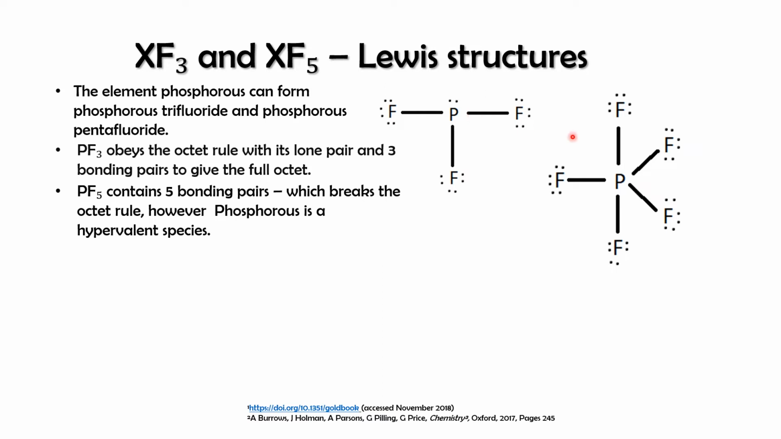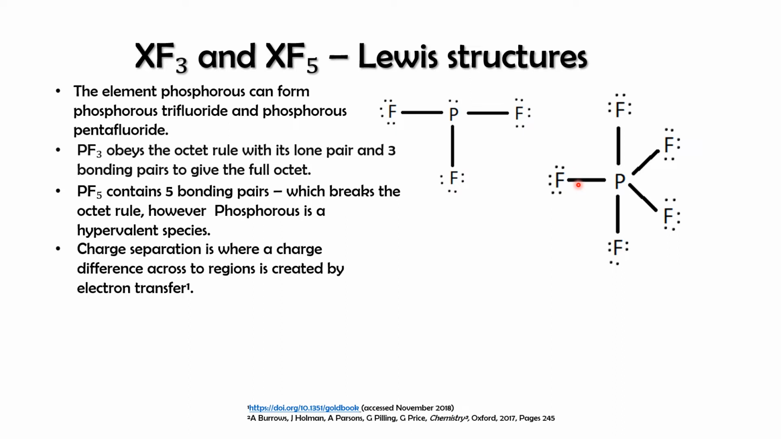But over here we can see we've got 1, 2, 3, 4, 5 bonding pairs, which breaks the octet rule, giving us 10 electrons in the outer shell. However, phosphorus can do this as it's a hypervalent species, which will be discussed later on in the movie. So the bit that's just popped out here is a way of explaining the bonding in phosphorus pentafluoride without breaking the octet rule. So we'll pop this diagram here.